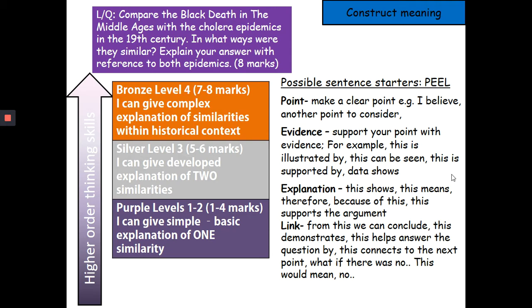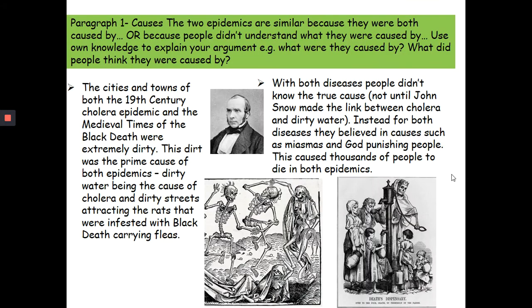Now, for the paragraphs, I've done three, and you need to do two at least for 4 marks, and try and do PEEL paragraphs. That's a point, evidence, explanation, and then link back to the title. For the first paragraph, the causes. The two epidemics are similar because they were both caused by, or because people didn't understand what they were caused by, and use your own knowledge to explain your argument.